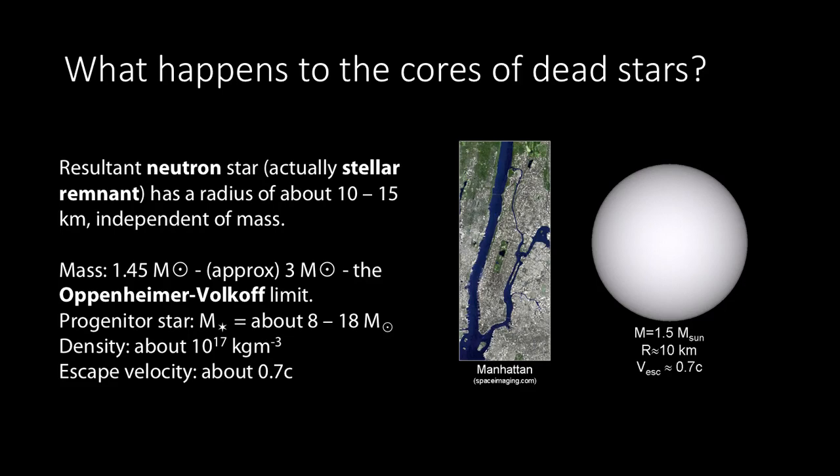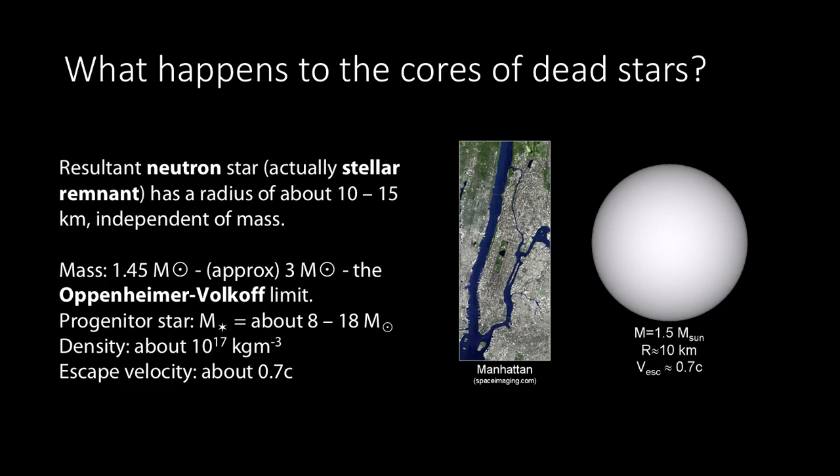And it doesn't actually depend what the mass of a neutron star is, although it's a relatively limited range. It can only exist between about 1.45, the Chandrasekhar limit, and about 3 solar masses, the Oppenheimer-Volkoff limit. This means the density of a neutron star is about 10 to the 17 kilograms per meter cubed, and its escape velocity is about 0.7 c.